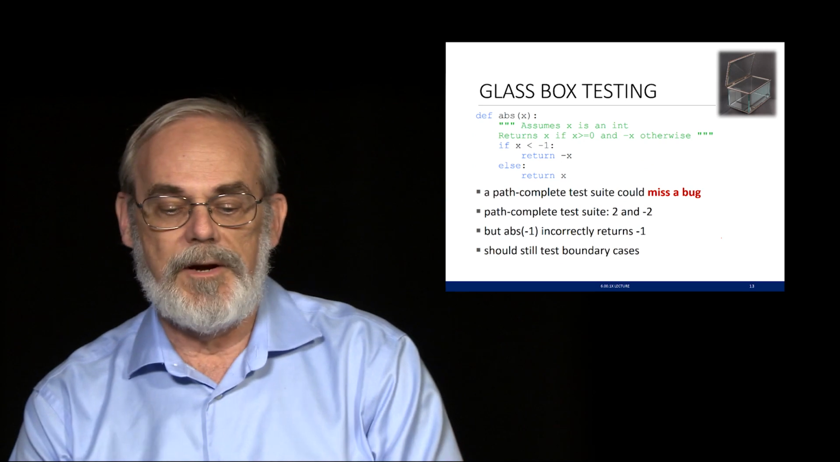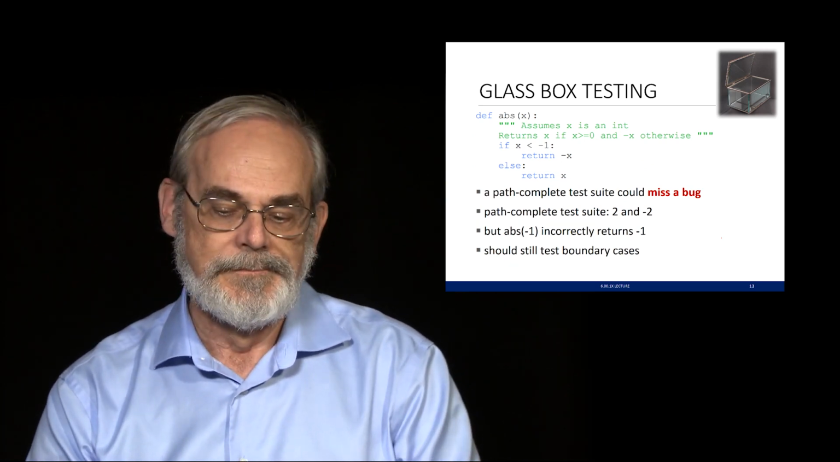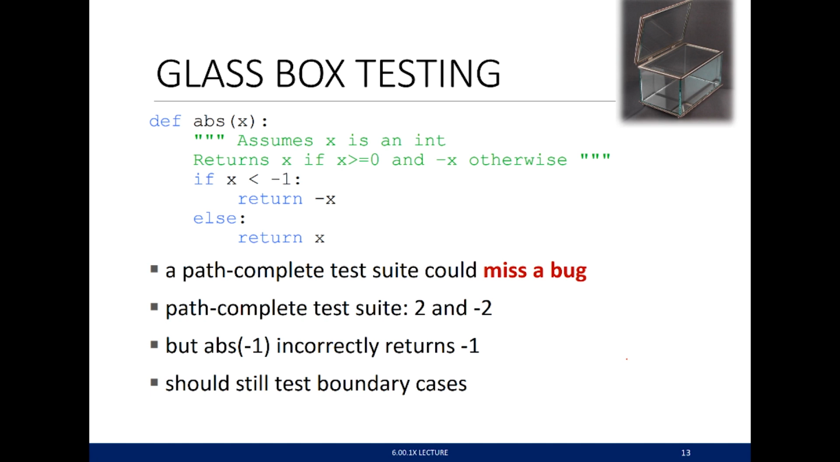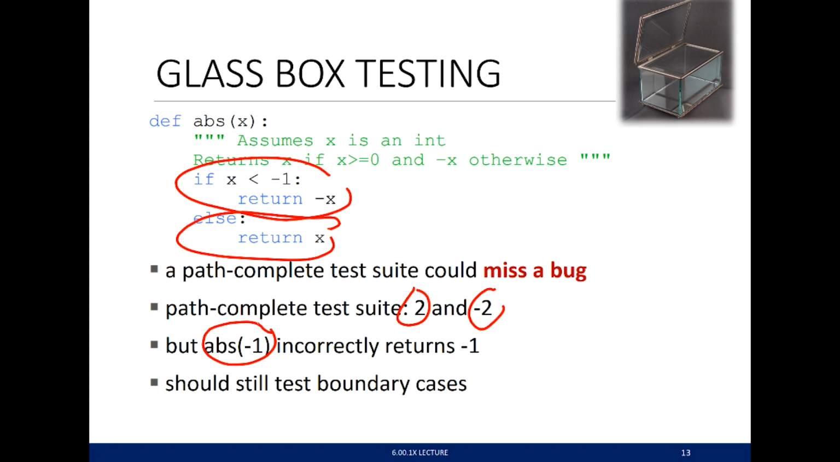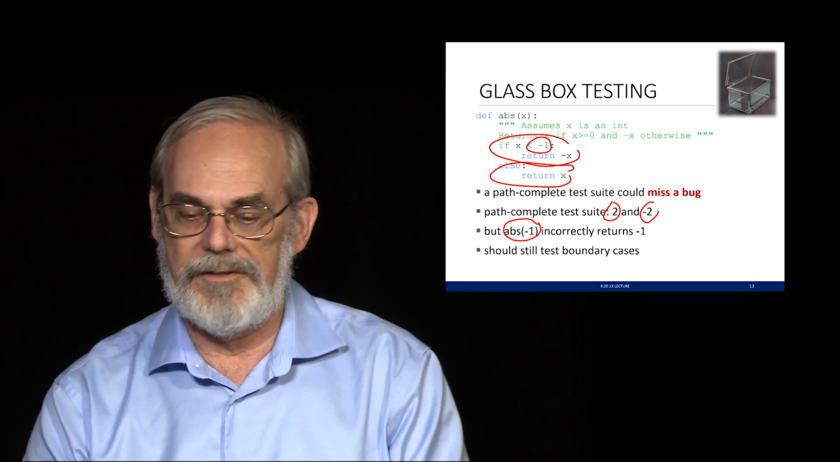So here's an example of glass box testing. I've got a little thing that's going to compute absolute value. And it basically is going to return minus x if x is less than minus 1, and return x otherwise. One of the problems with path complete is I could actually miss a bug, and I'll show you an example. Here are 2 cases, 2 and minus 2. It's path complete in that one of them is going to take this path, and one of them's going to take that path, but it's going to miss a bug because abs of minus 1 incorrectly returns minus 1 in this case. And so I should still look for boundary conditions, which I would have gotten by thinking about what is happening right there in order to make sure I test all of the possible ways through the code.